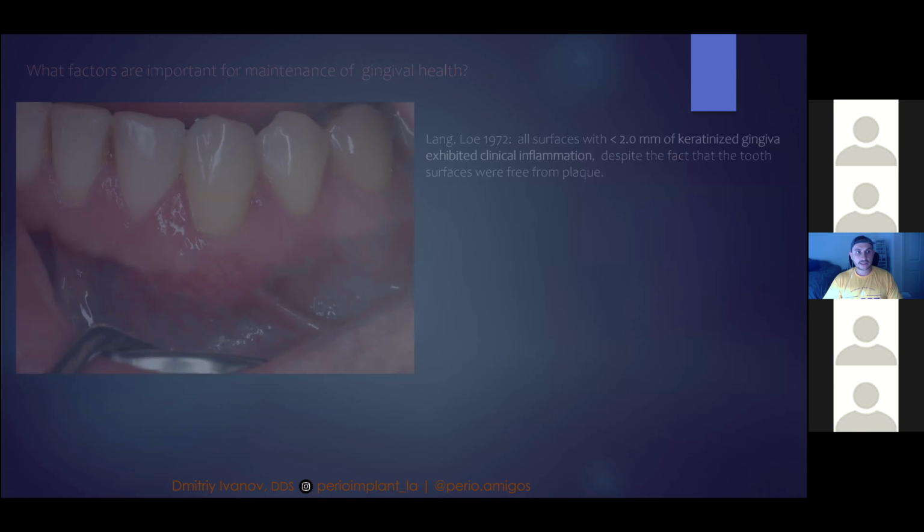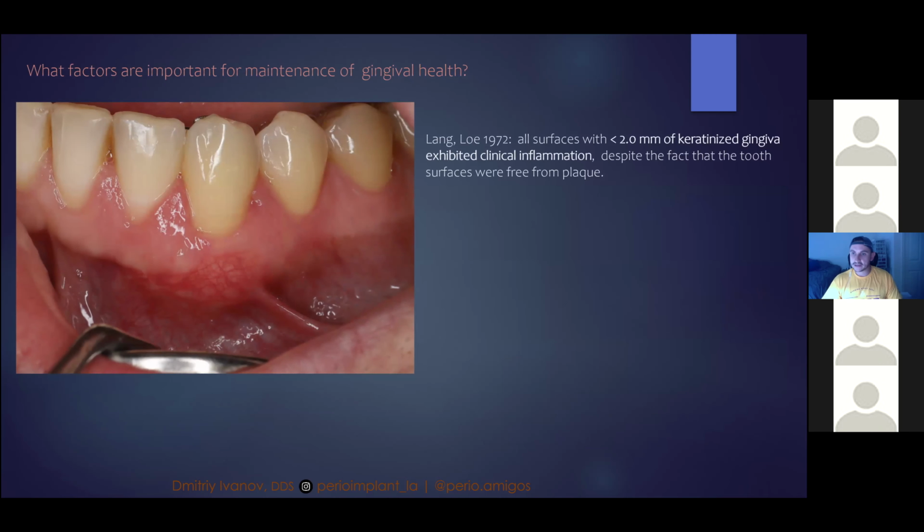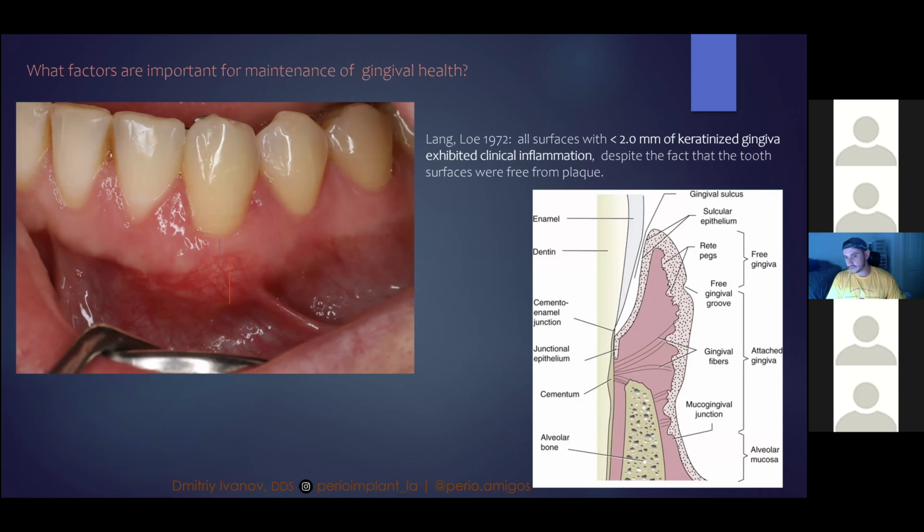As far as the factors, back in 1972, we thought that having an adequate zone of KG, or keratinized gingiva, was absolutely important for maintaining the tissue inflammation free. And these studies by Lang and Löe in 1972 showed that when patients had less than 2 millimeters of keratinized gingiva, there was inflammation. These studies were done way before we even learned about what connective tissue does and how important connective tissue attachment is.